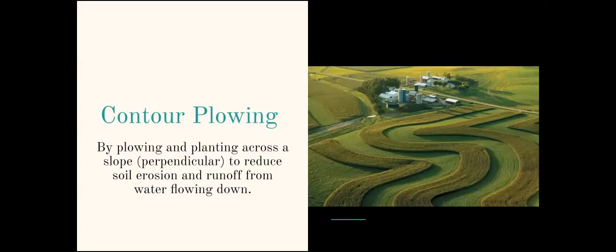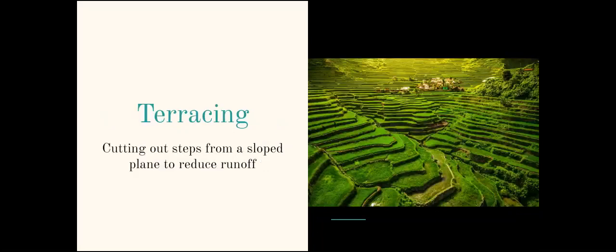So the first thing is contour plowing. What this is, is plowing across a slope. So if there's a hill, you plow across it to reduce soil erosion and runoff from water flowing down. So it kind of catches the water from running down. Similar idea is terracing. When you cut out steps in a hill, it also reduces runoff by making the slope a little less steep.